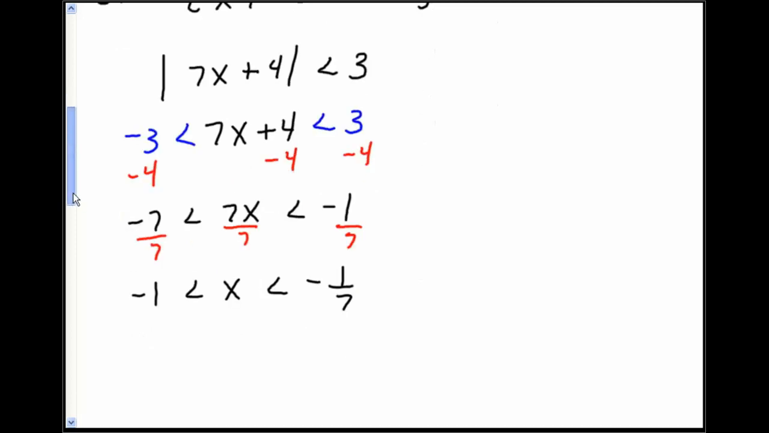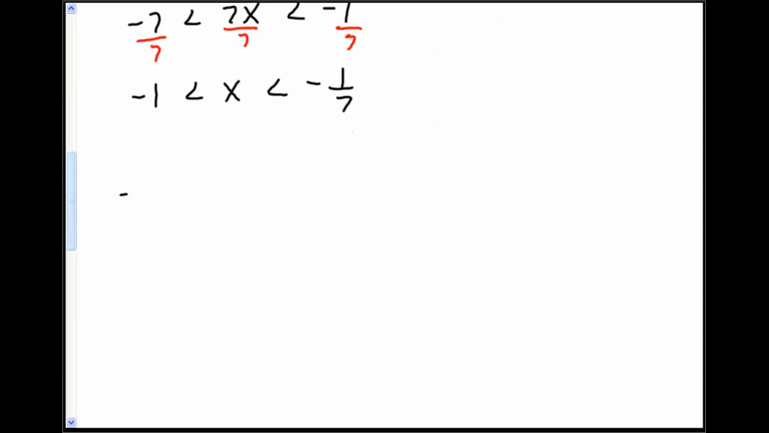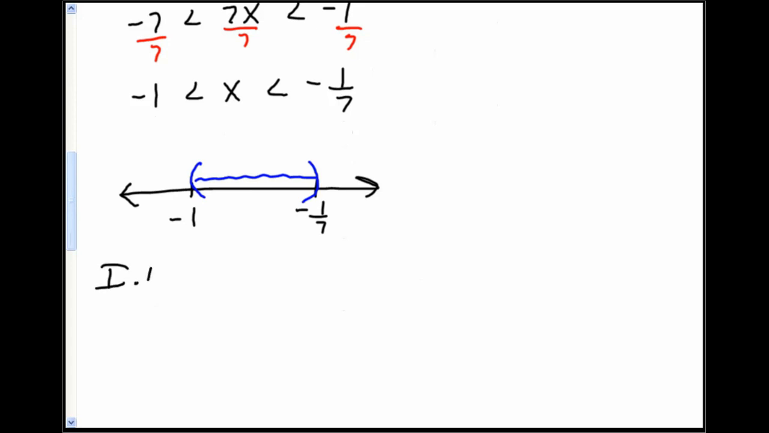All right, now we're going to graph this solution. So we just need the negative 1 and the negative 1/7 on the number line. X is in between these two numbers, and the endpoints are not included, so we use the round parentheses. Interval notation. Take your cue from what's on your number line.